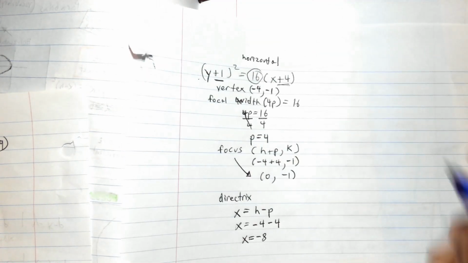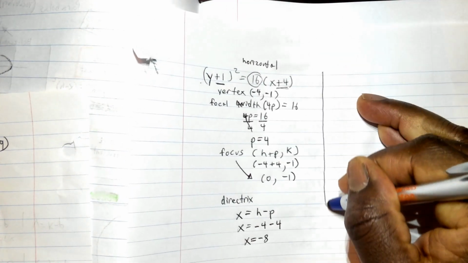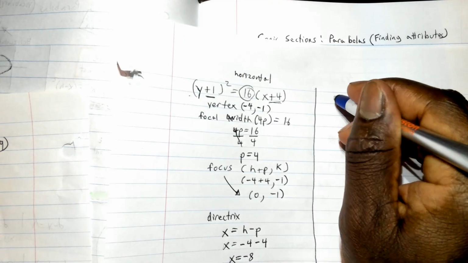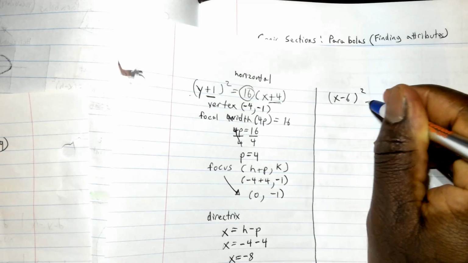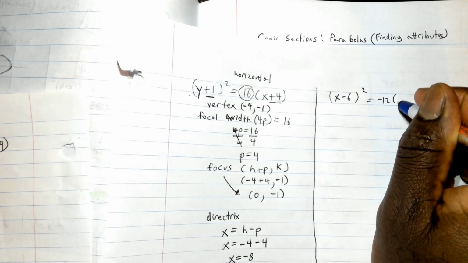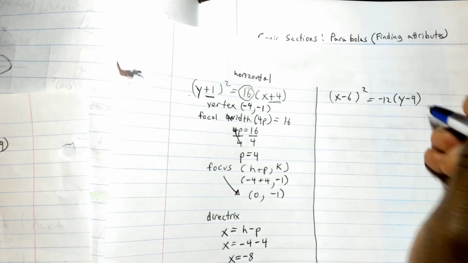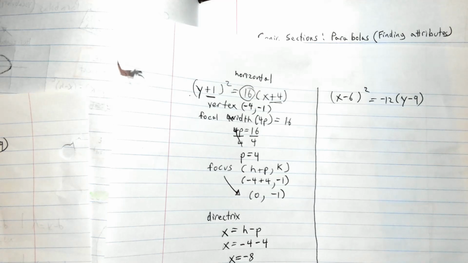So here's one that you can try on your own. So pause the video, try this one, see how it works out for you. So if we have x minus 6 squared equals -12 times y minus 9, see if you can figure this one out.